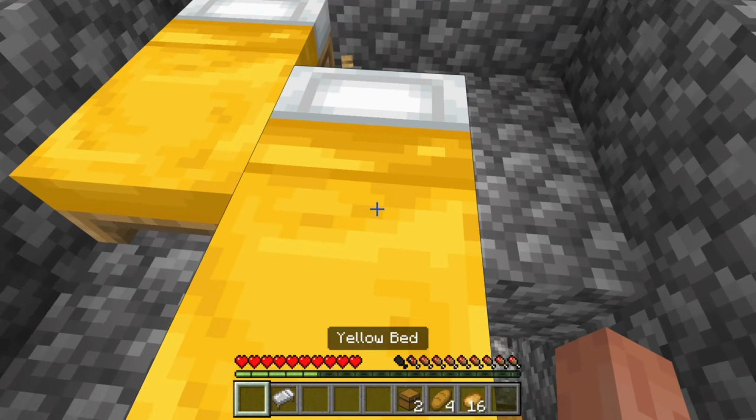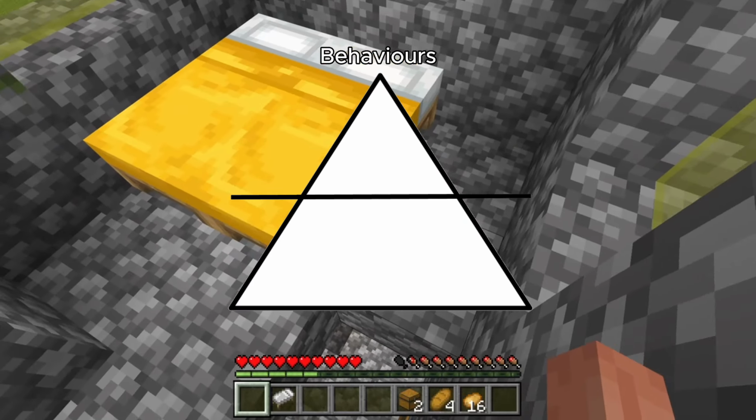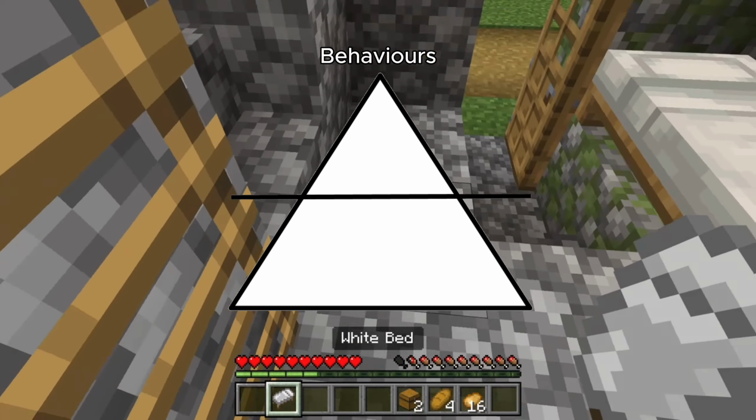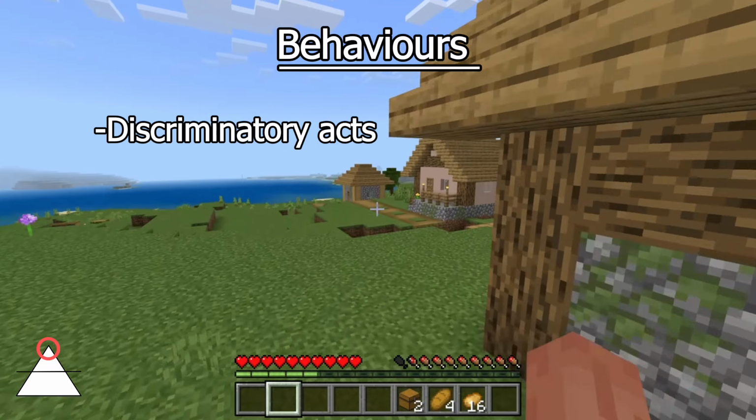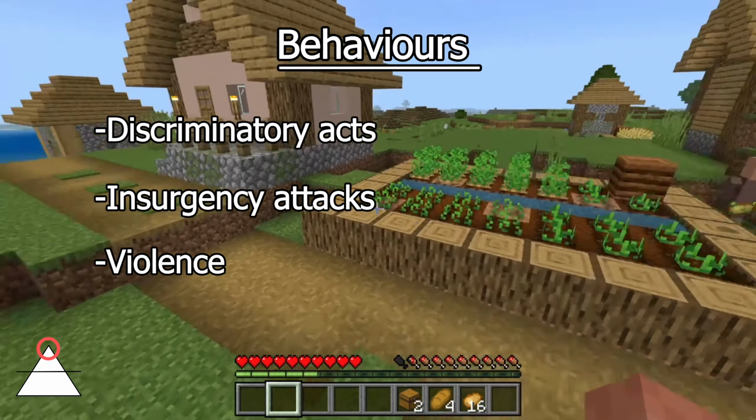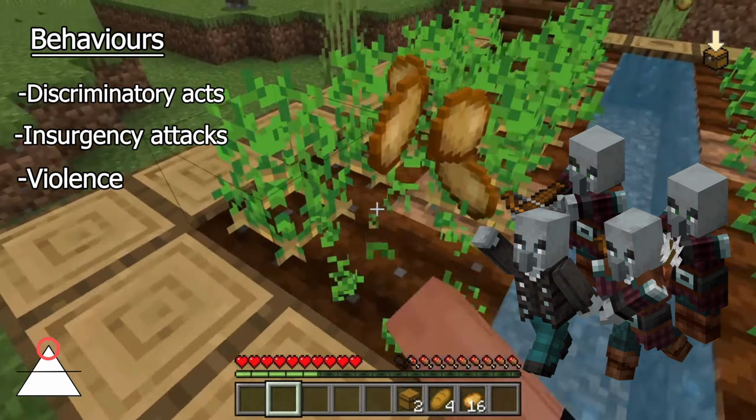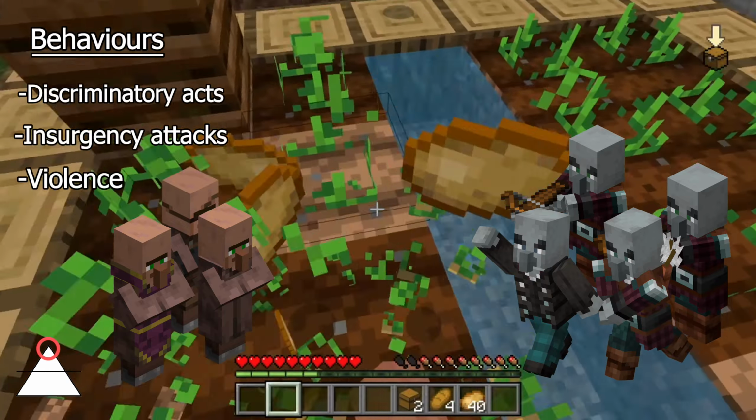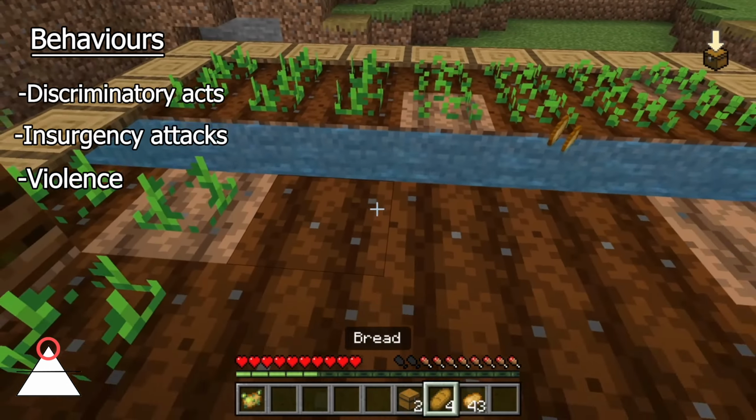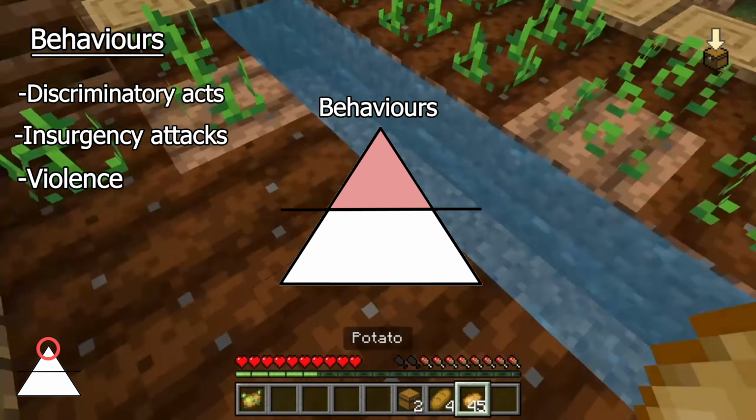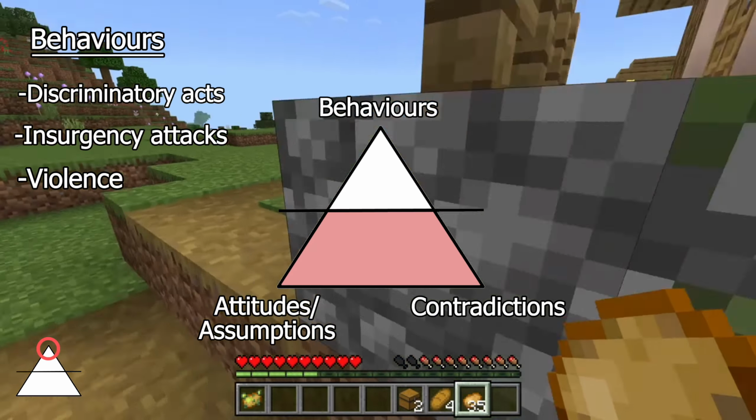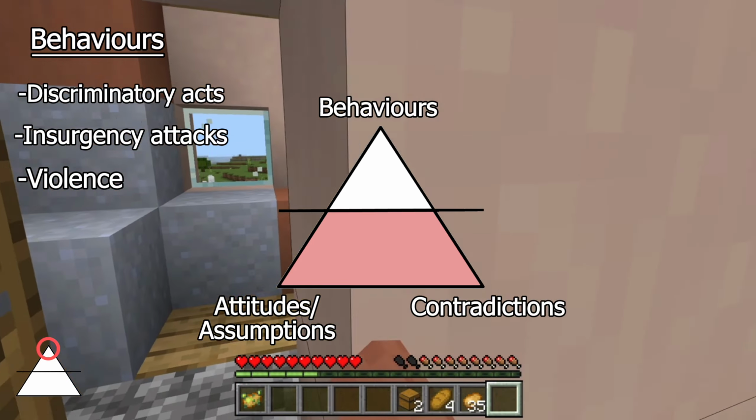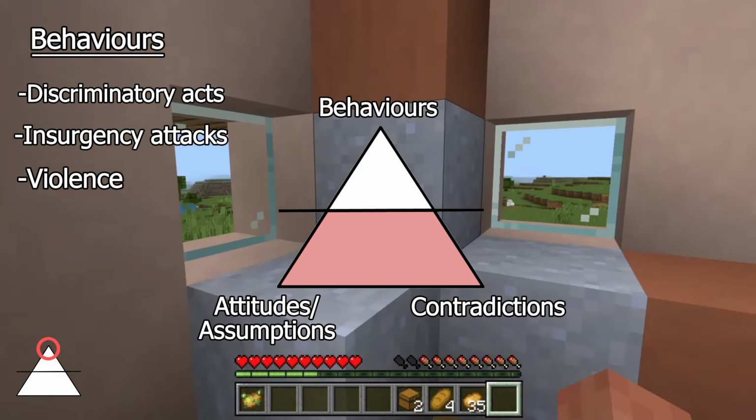Lastly, we have the only vertex on the manifest level of conflict, which refers to behaviors. Here we would include discriminatory acts, insurgency attacks, and violence. These would be the pillagers getting fed up with the villagers, organizing and starting a raid. See, however, that for the behaviors to arise, there is a need for both attitudes and assumptions and contradictions to have previously existed, as otherwise the triangle wouldn't sustain itself.